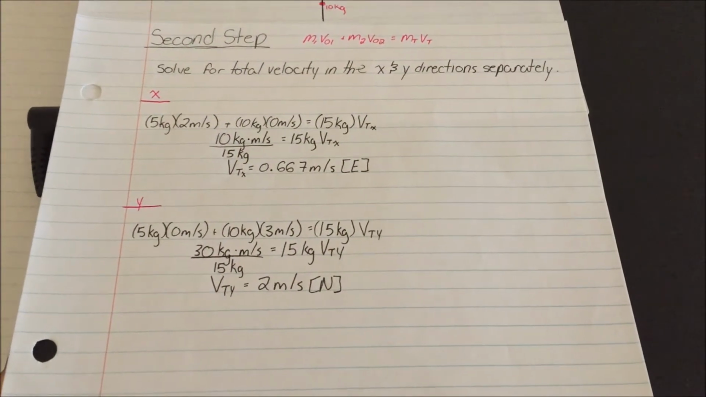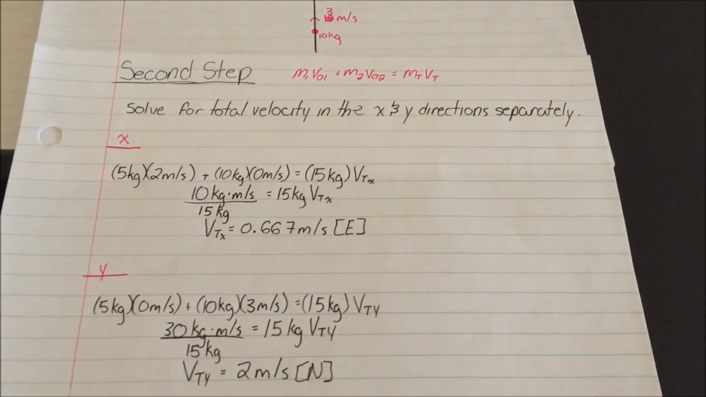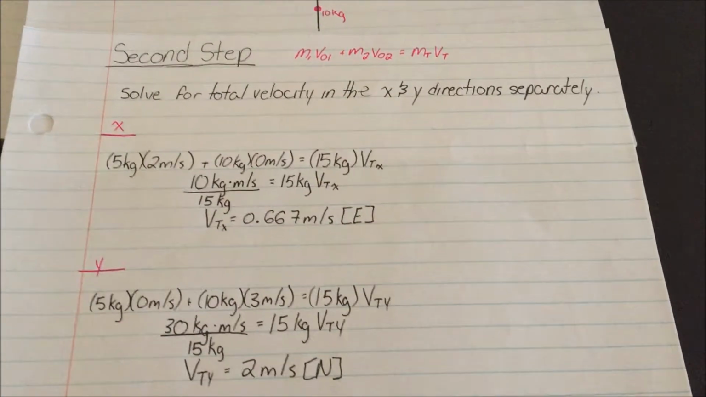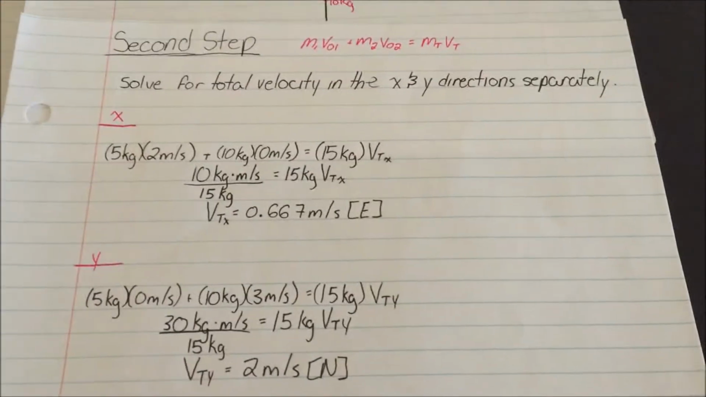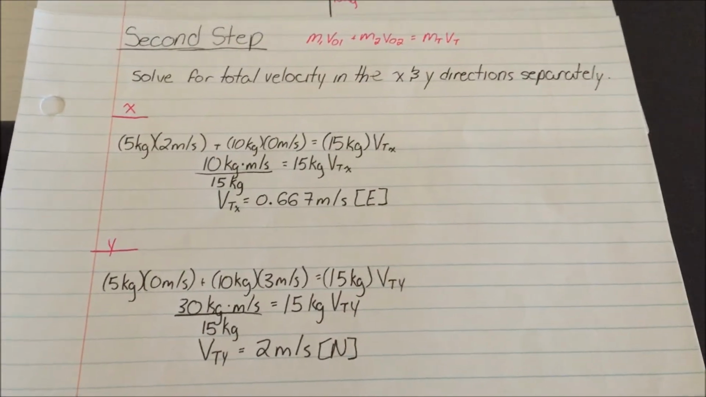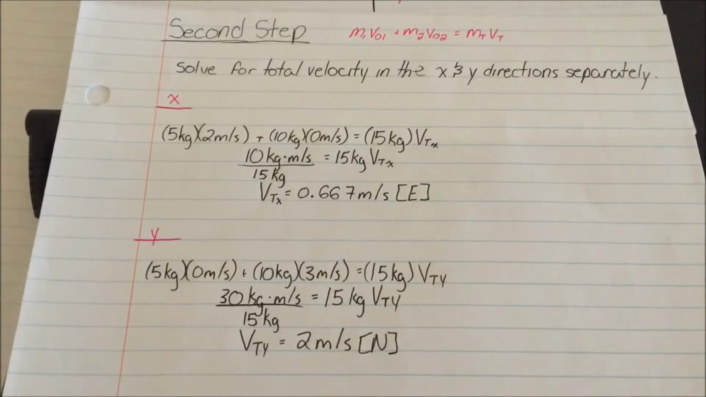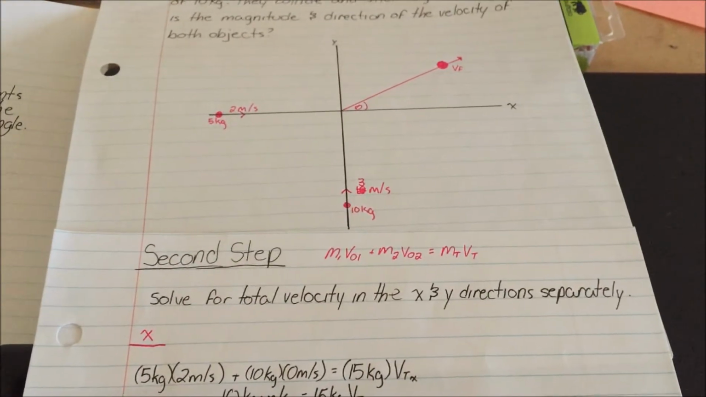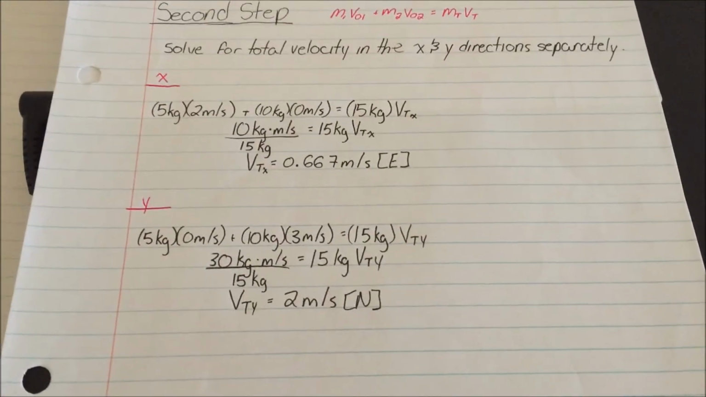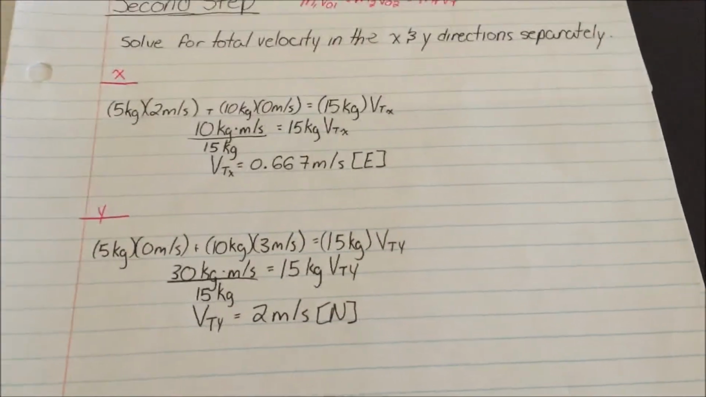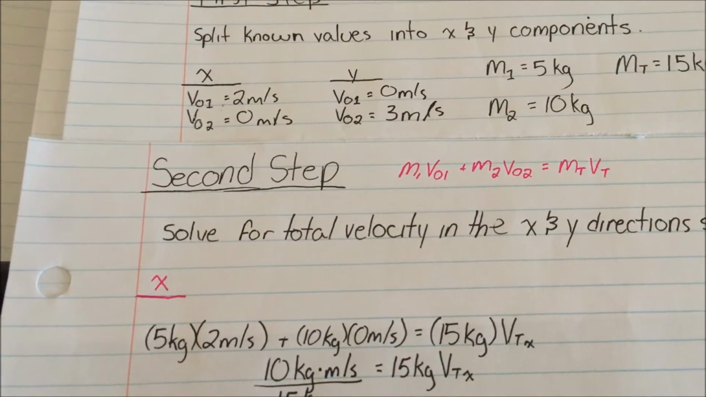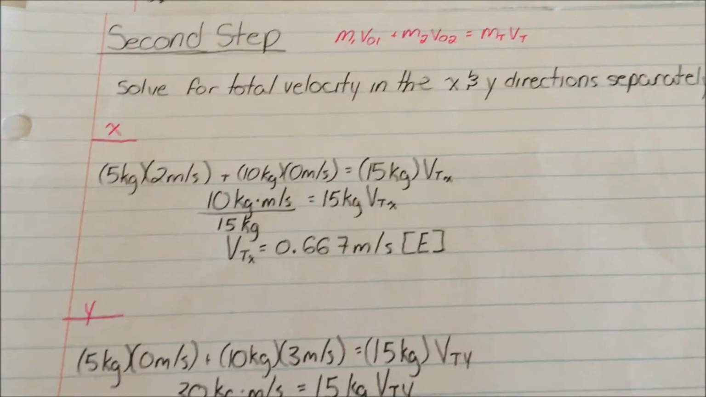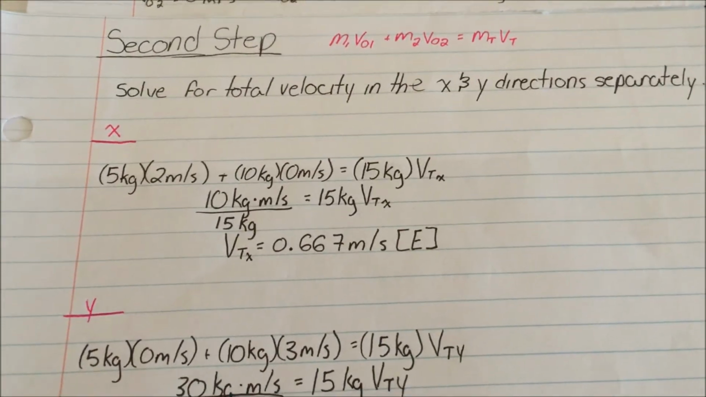The second step in solving this question is to use the momentum and impulse formula for when two objects collide and stick together. So we have to solve for the total velocity in the x and y directions separately because they are separate before they collide. So in our x direction, we input the values that we have listed earlier on this sheet of paper. So we listed the initial velocity of the first and the initial velocity of the second in your x direction, and you input those values into the formula above.